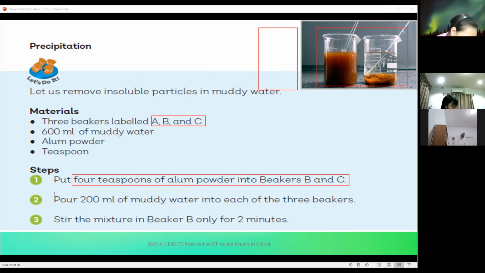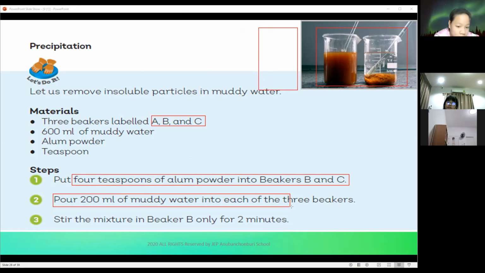And then the second instruction here is pour 200 ml of muddy water in each of the 3 beakers, okay? And then stir the mixture in beaker B only, okay? So in beaker A, you will not stir. You're not going to mix. And beaker C, you are not going to mix as well. All right.